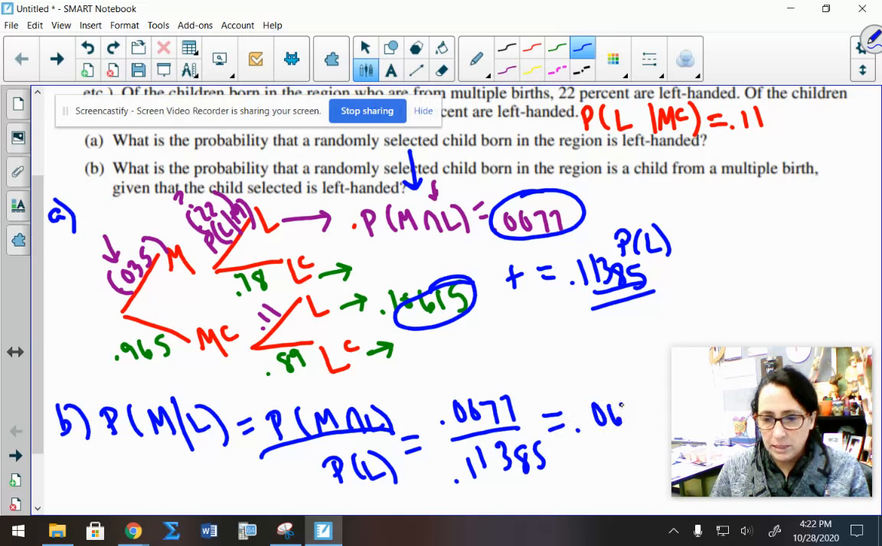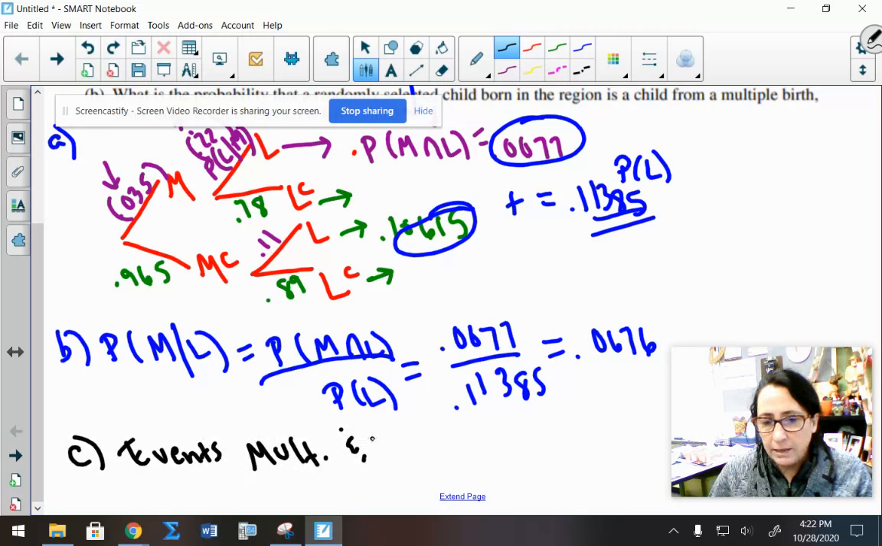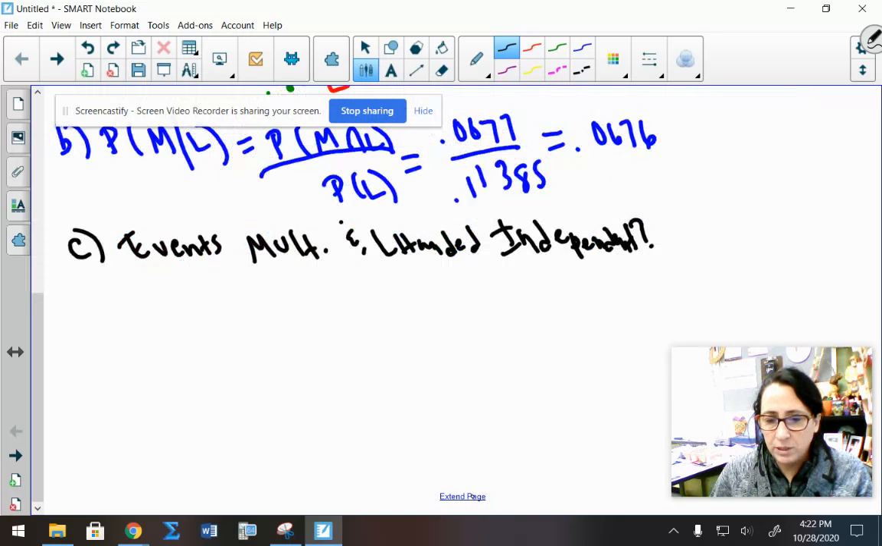Okay, part C, I actually want to write out. I want to know, are the events multiple births and left-handed independent? That's what I want for a part C, not their part C. Their part C comes from part 2 of this unit, so we don't know how to do that yet. So I want to know if the events multiple births and left-handed are independent.